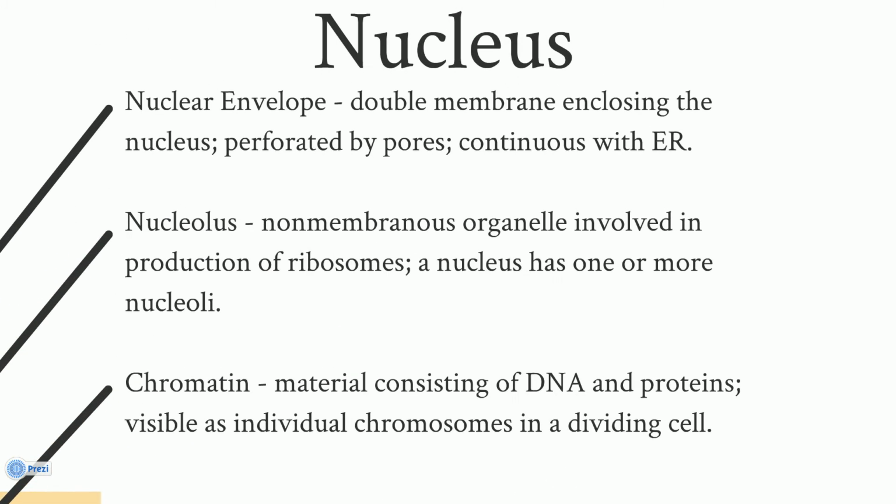Now, the nucleus consists of the nuclear envelope, which is the double membrane enclosing the nucleus, perforated by pores, which is continuous with the ER, the endoplasmic reticulum. The nucleolus is a non-membranous organelle involved in production of ribosomes. A nucleus has one or more nucleoli, and the chromatin is material consisting of DNA and proteins visible as individual chromosomes in a dividing cell.